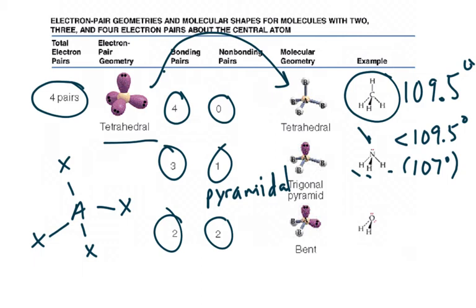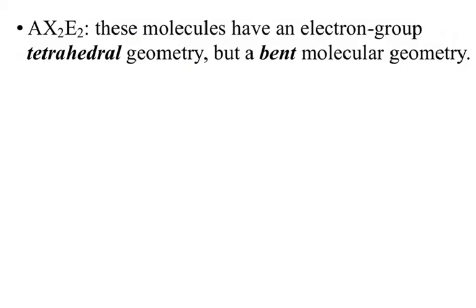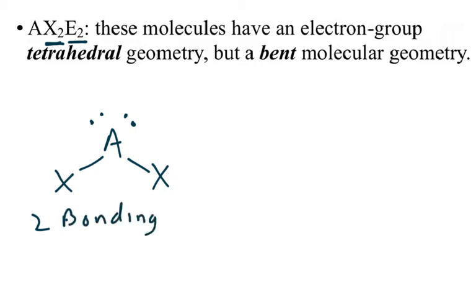Now we're going to take a look at one more scenario where you have a 2-2 breakdown. Again, you have 2 bonding and 2 non-bonding. It would look something like this. You have your atom in the middle. You have your 2 bonding. And then you have 2 electron pairs or lone pairs. Again, you have 4 domains here. But out of the 4, you'll notice that 2 are bonding domains. And 2 are lone pairs, which are your non-bonding domains.